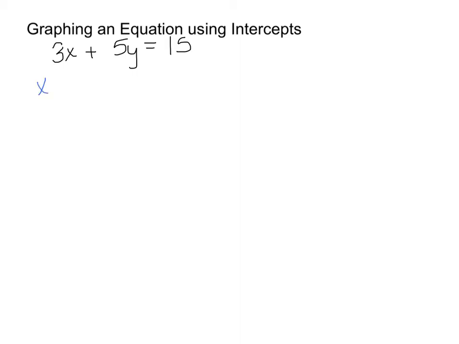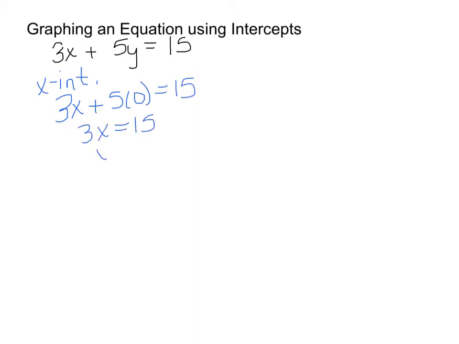So to find an x-intercept, remember that's where your graph hits the x-axis. So that means that your value of y is 0. Let me write this neater. So I will make the y 0. So we'll get 3x equals 15. So x equals 5. So that ordered pair would be 5, 0.